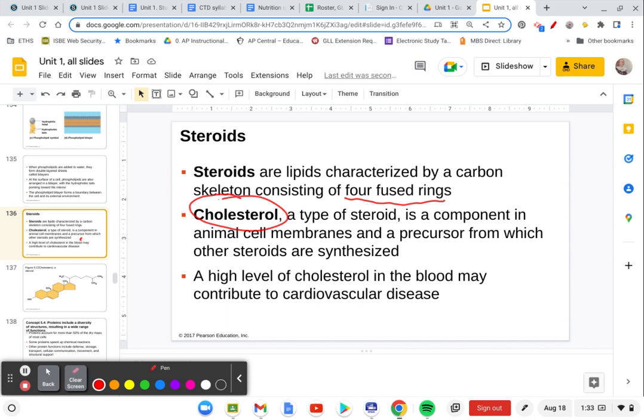It is found in cell membranes. It is important in cell membranes. It is also the precursor for other steroid molecules. So you need cholesterol in your body. People say, well, I have high cholesterol. Well, that's not good. It's not good to have a high level of cholesterol because that can contribute to heart disease or cardiovascular disease. However, you need cholesterol. You need it in your cell membranes. You need it for other steroids as well. So it's having a happy balance of it, and not that I shouldn't have it at all.